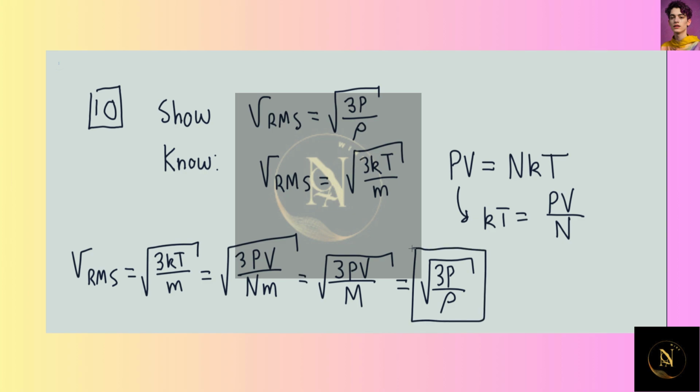So this is a combination of two expressions, a microscopic one and a macroscopic one. You can use that to derive this expression for root mean square velocity in a kinetic gas. And that's it.